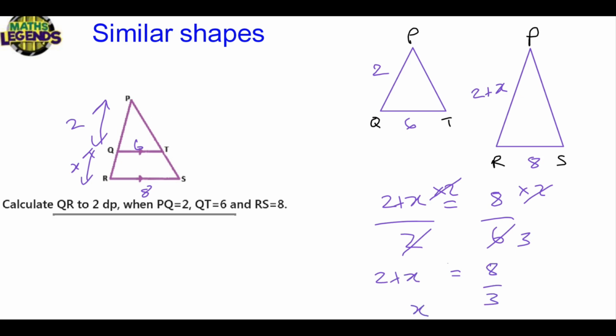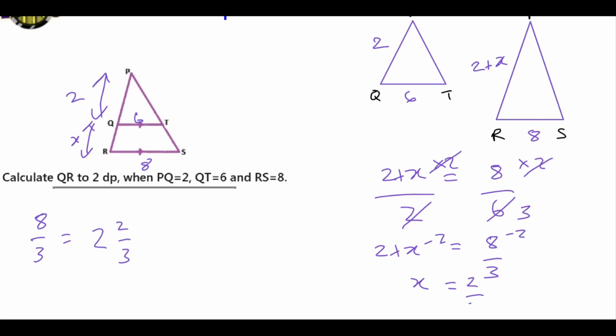So X is equal to, we can do minus 2 on both sides. And 8 over 3 is the same as 2 and 2/3, because 3 goes into 8 twice. That gives us 6, and we're left with 2 left over to get to 8. It's this one here. So hence it's 2 and 2/3. And then we deduct 2, so we're just left with 2 over 3.